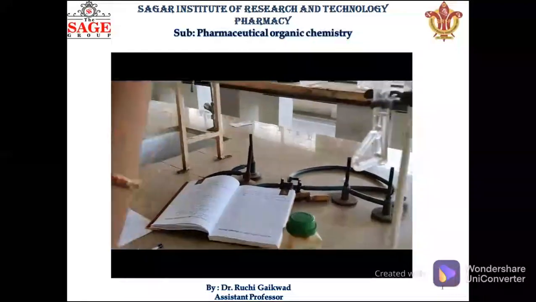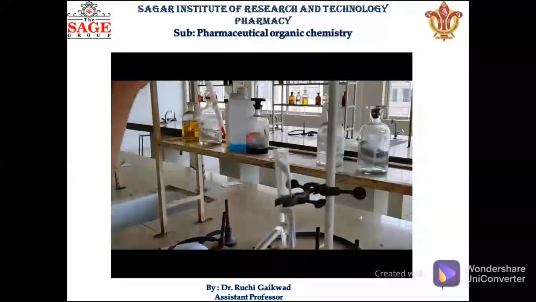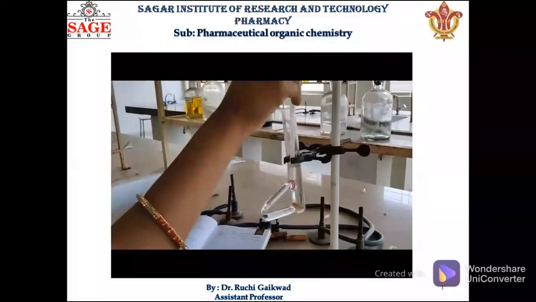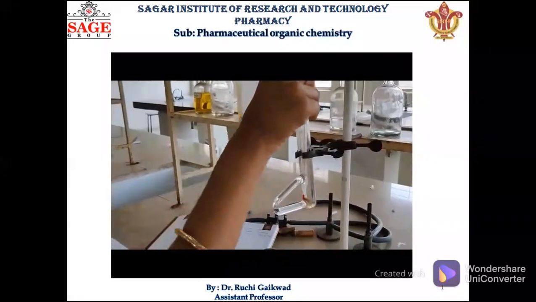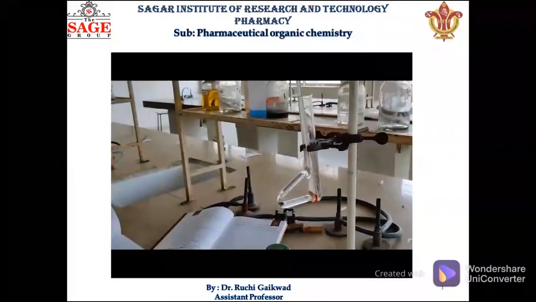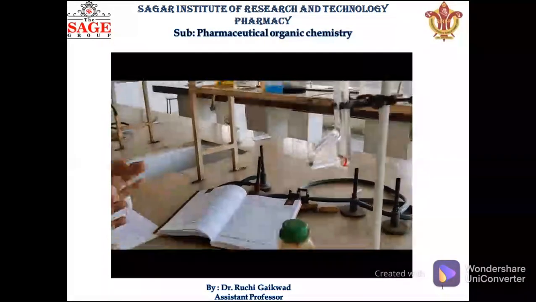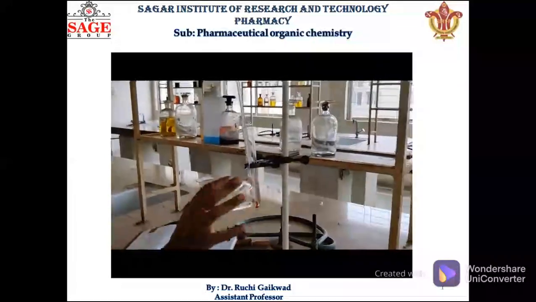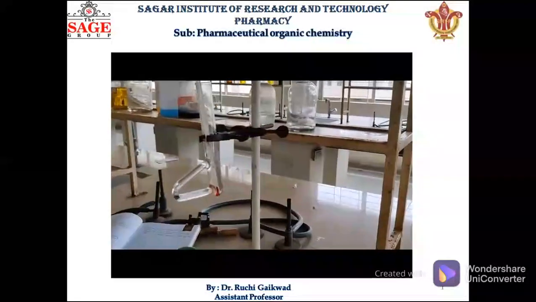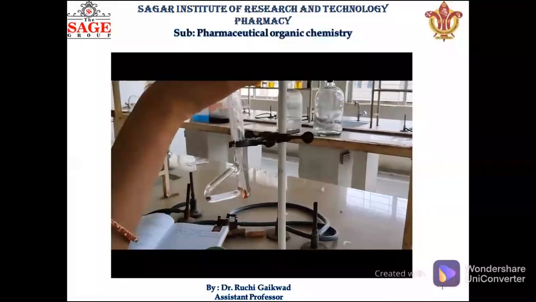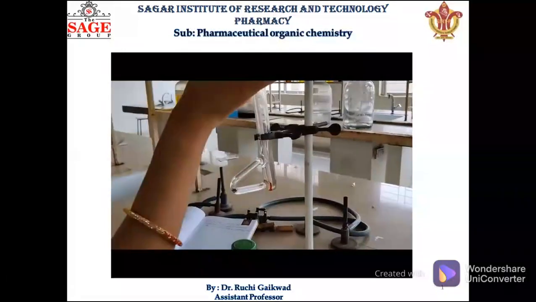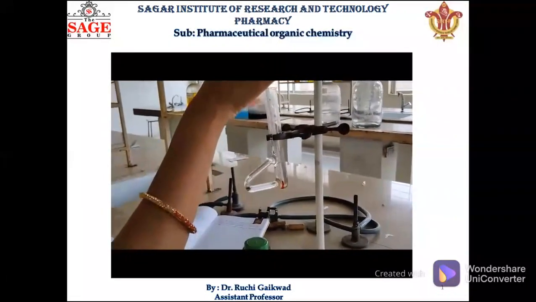Now we put this thermometer into the Thiele tube filled with liquid paraffin oil. Now slowly we have to insert it into this Thiele tube. You have to note that the paraffin oil should not enter into the capillary tube. The paraffin oil filled in the tube should not rise above the capillary tube, it should not go inside the sample. So you have to be a little careful.